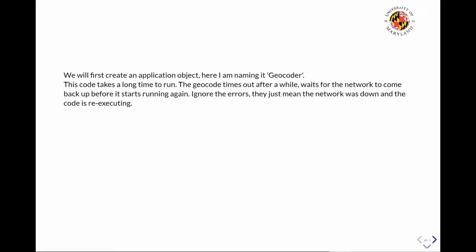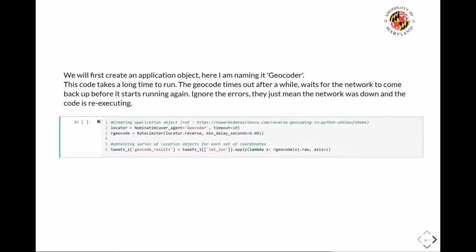Now that we have the input column ready, which was the lat and the long separated by a comma, we can start our reverse geocoder application to reverse geocode the coordinates of our data set. We will use the lambda and the apply function again. We will pass the lat long column that we created in the previous slide as input and save the raw data of our geocode into this column, geocode results.